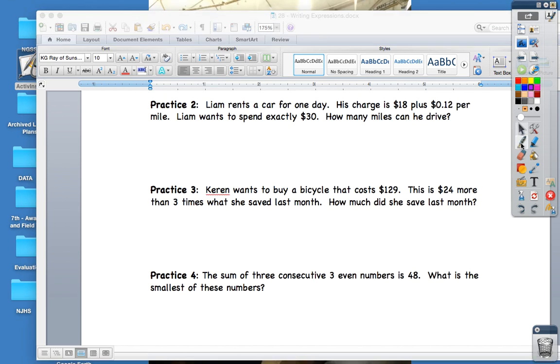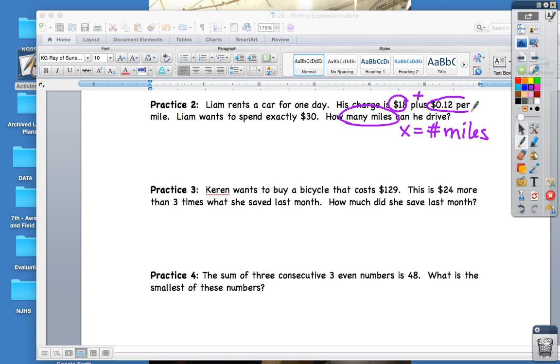Liam rents a car for just one day. His charge is $18. No matter how many miles he goes, his charge is $18, plus 12 cents a mile, but he wants to spend exactly $30. How many miles? So that's my variable, the number of miles. Usually you're going to find that in the question, in the middle or at the end of the word problem.